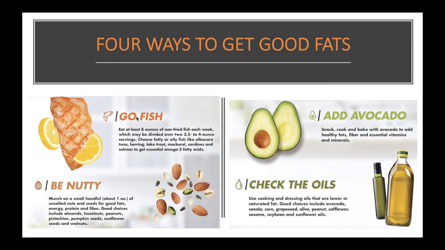Eat 8 ounces of non-fried fish per week, such as salmon, sardine, tuna. Snack on unsalted nuts and seeds like almonds, hazelnuts, peanuts, or pumpkin seeds. Incorporate avocado in your diet. Use oil lower in saturated fat for cooking and dressing, like olive or rapeseed or sesame oil.